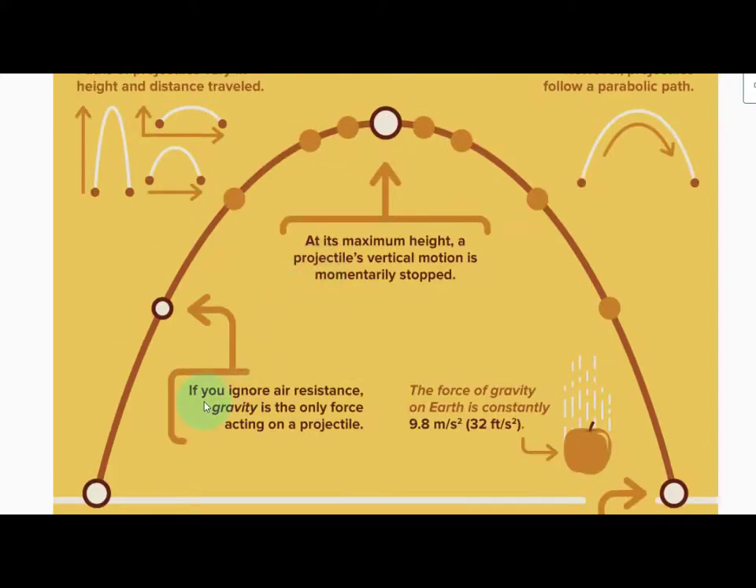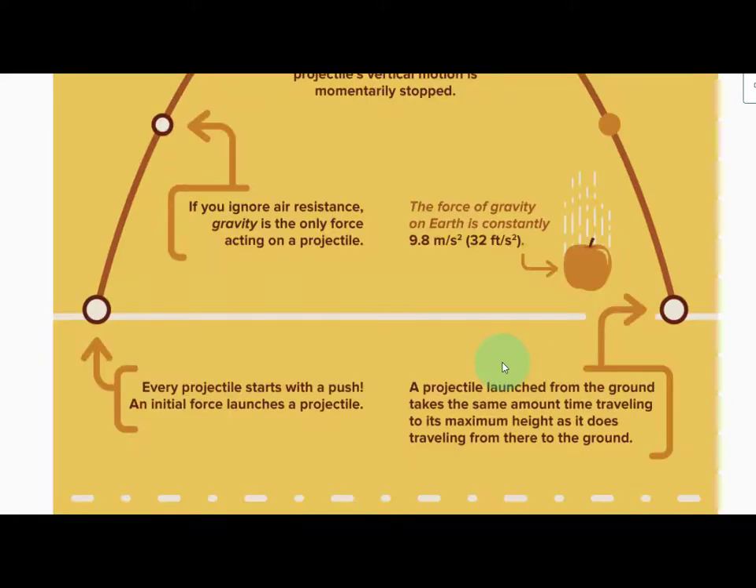Now, if you ignore air resistance and gravity is the only force acting on this projectile, then the force of gravity of Earth is constantly 9.8 meters per second squared. So it is the same, which is kind of cool, because if you drop a penny from a very tall place, or you drop a brick, they will actually fall at the same rate. I wonder who created that formula.